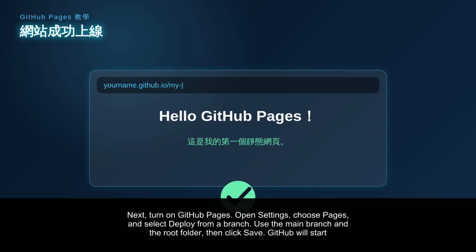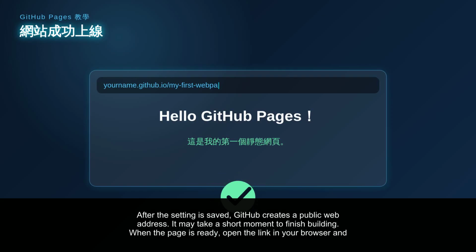Next, turn on GitHub Pages. Open Settings, choose Pages, and select Deploy from a branch. Use the main branch and the root folder, then click Save. GitHub will start publishing the website from your repository.